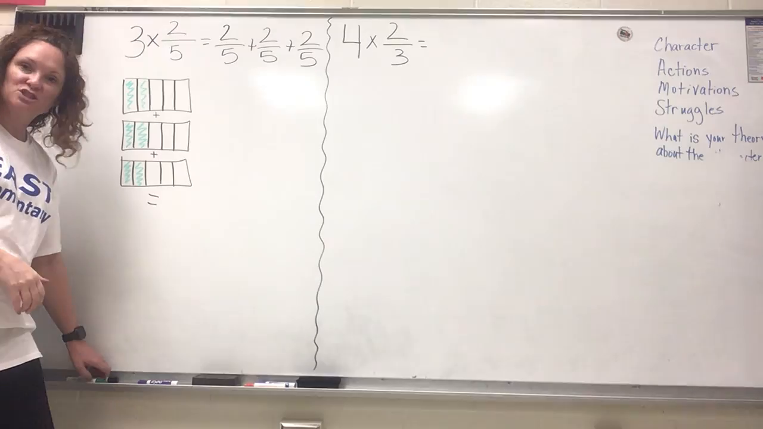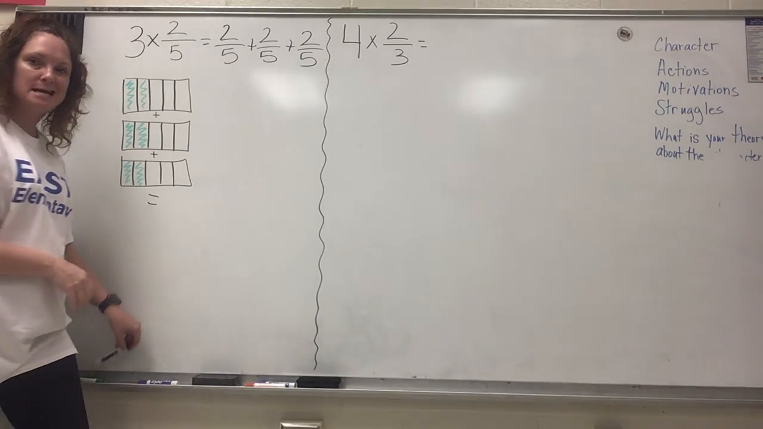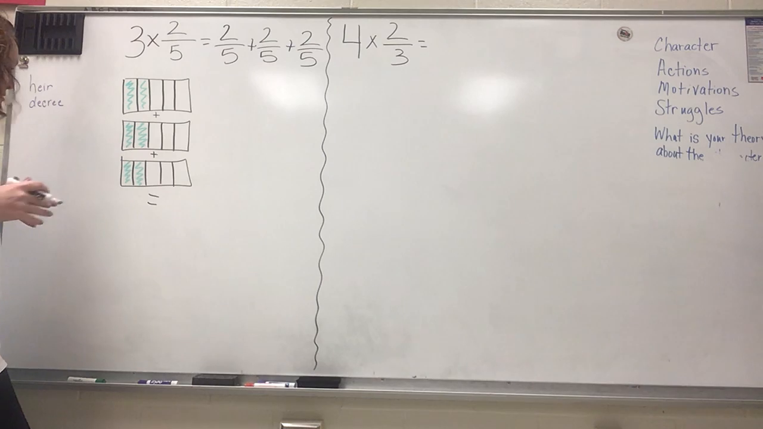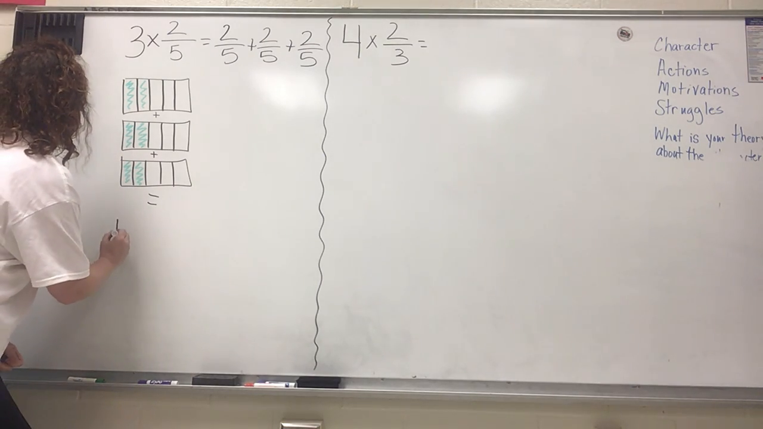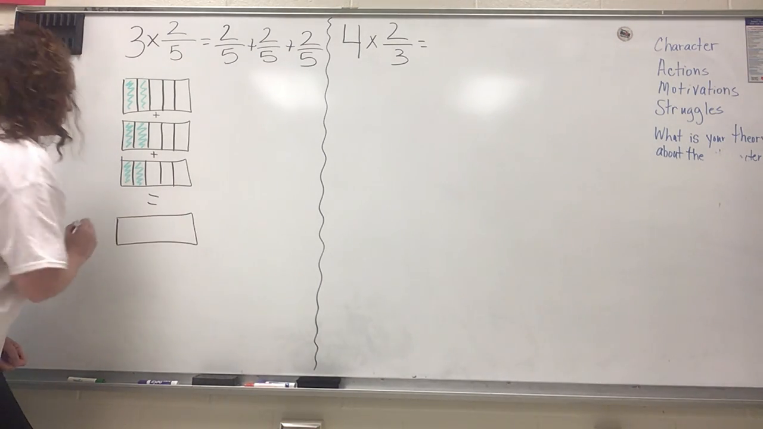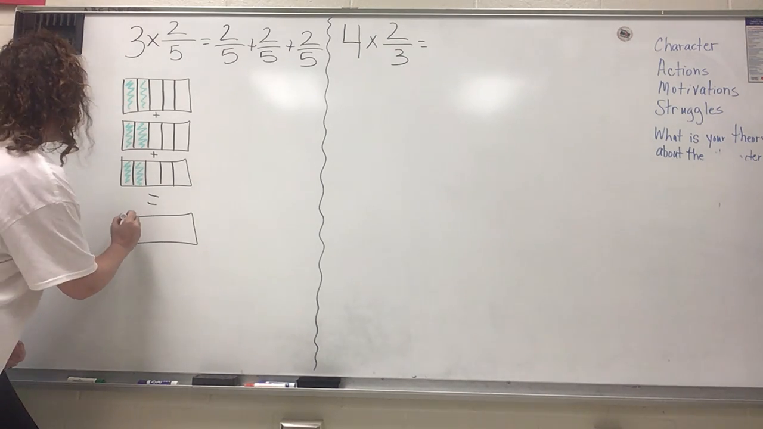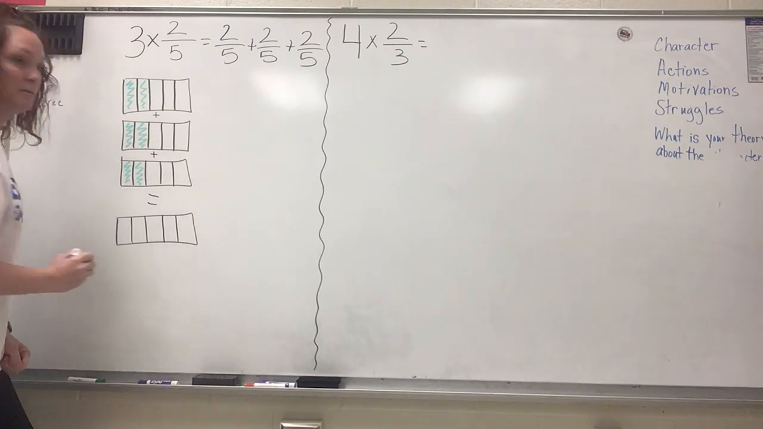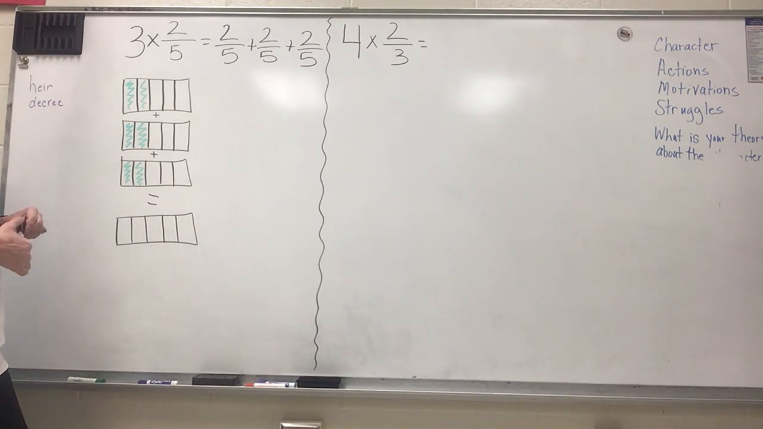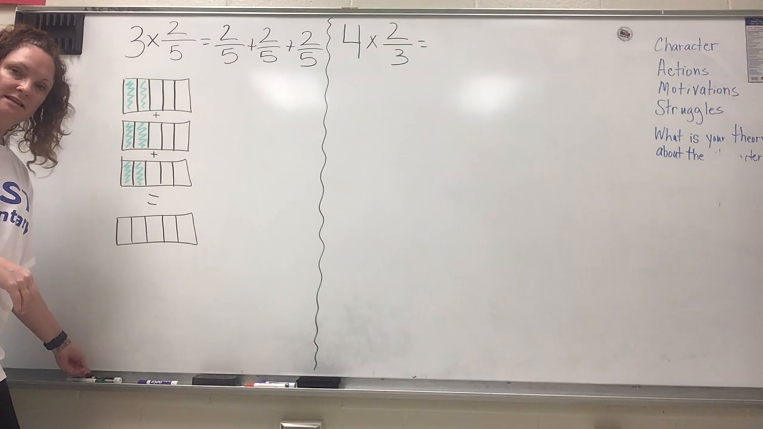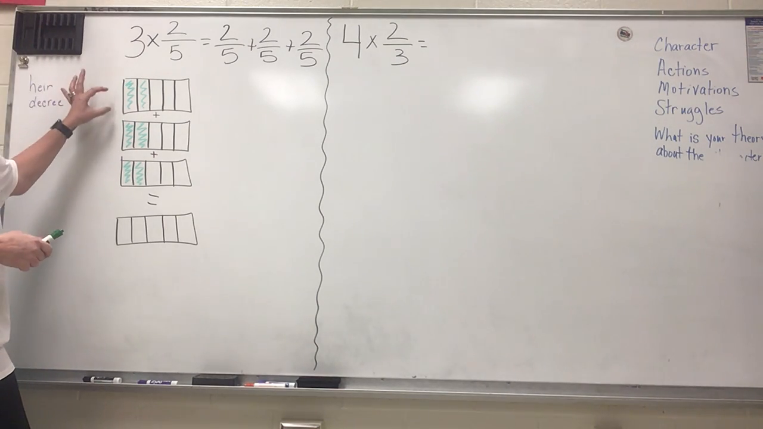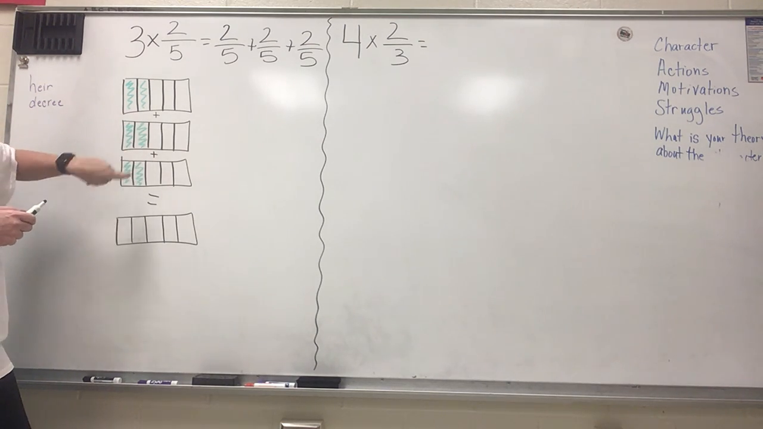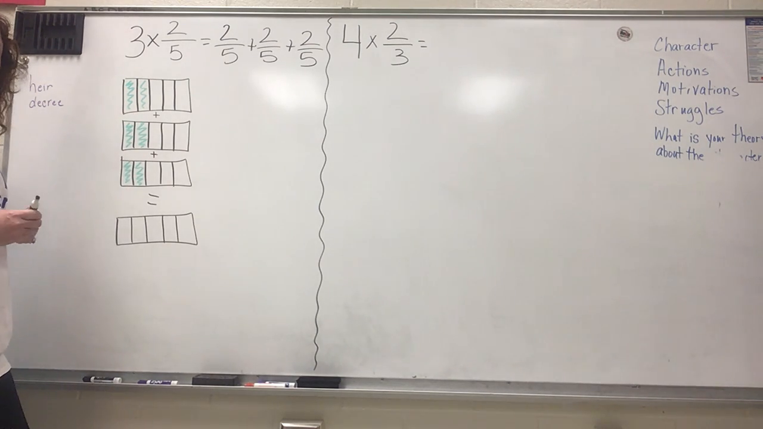All right. Now, let's squish them together. Let's combine them. Okay, okay. So I need a house for these guys to be roommates, and I got 5s because that's my denominator. All right, now here's something a little different. We were just moving one slice yesterday, right? Now we have 2 in each.